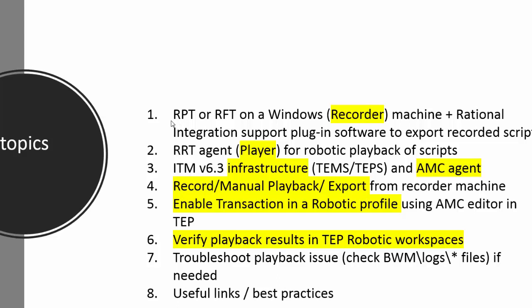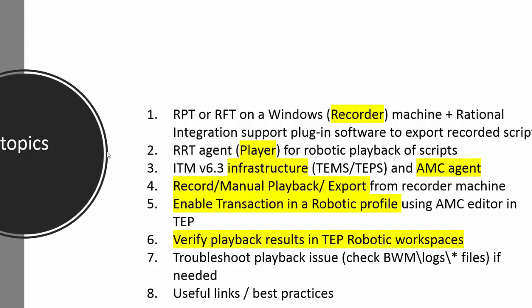The first thing is you need RPT, Rational Performance Tester, or Rational Functional Tester, depending on the type of application that you want to monitor. And you are going to install one of these products on a Windows OS environment. This is what we call the recorder machine. Plus, you will have to install Rational Integration Support plugin software. This is coming with the ITCAM for Transaction image. And with that, you will be able to record and export your script to the ITM and ITCAM infrastructure.